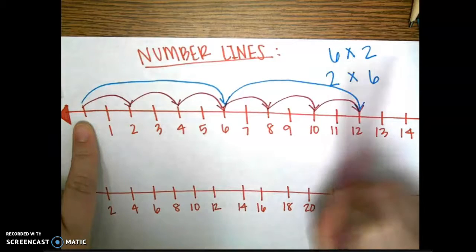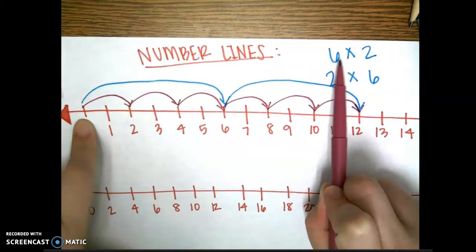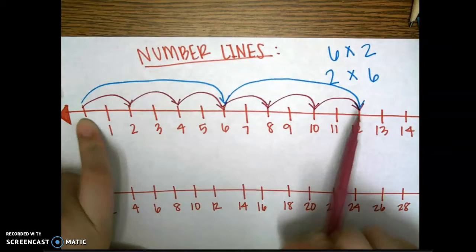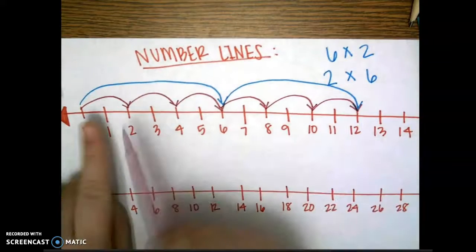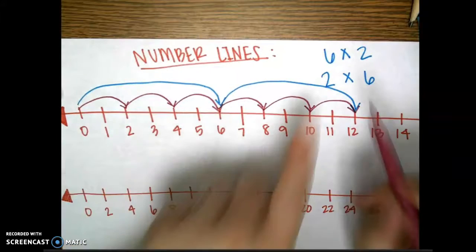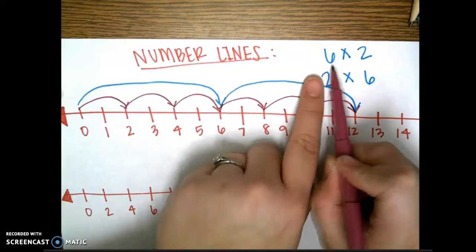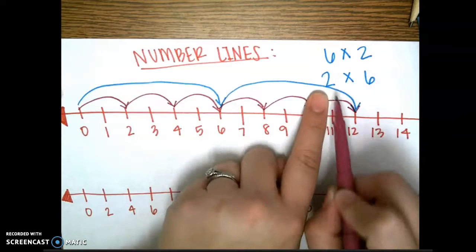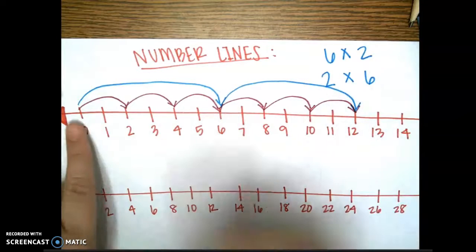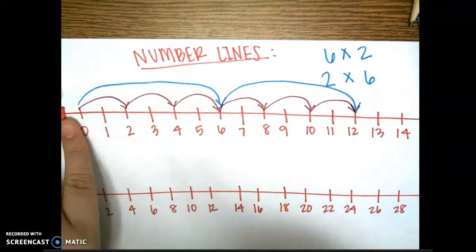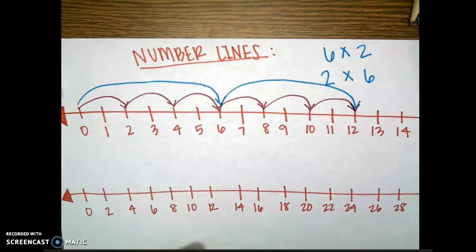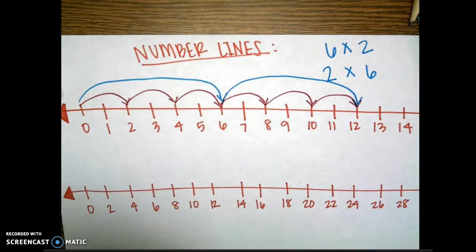You have the same factors, 2 and 6, and then here you have 6 and 2. You get the same product, but your number line looks a little bit different. Because this top one, you have 6 groups of 2 in each group, and this bottom one, you have 2 groups of 6 in each group. So that's important to understand when you're doing your number line, okay?